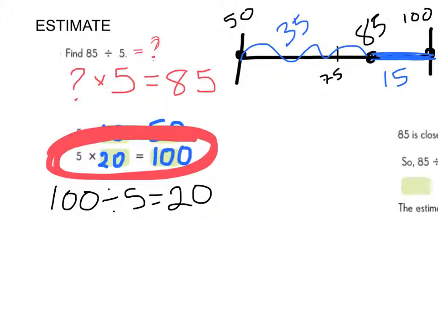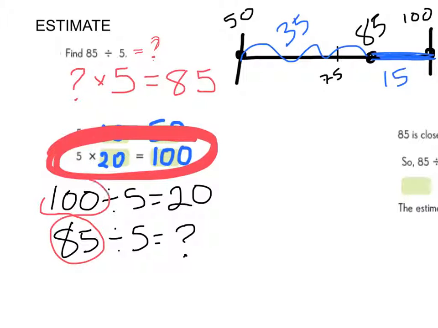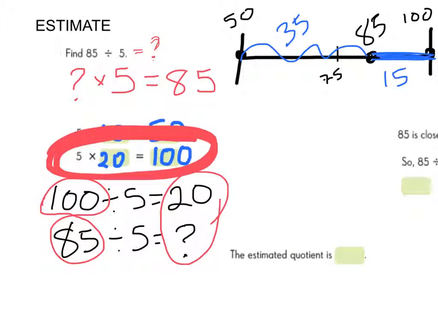And when we put that right next to our problem, which is 85 divided by 5 equals question mark, they look very similar, and we can understand the estimate, right? Here are two numbers that are kind of the same, and then we have a question mark and a 20 together. So we can say that the estimated quotient is 20.